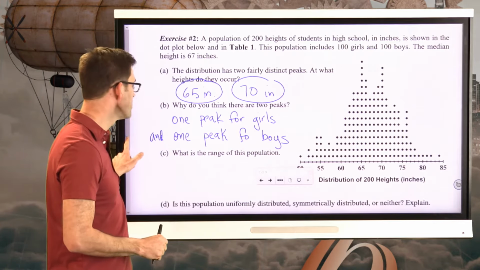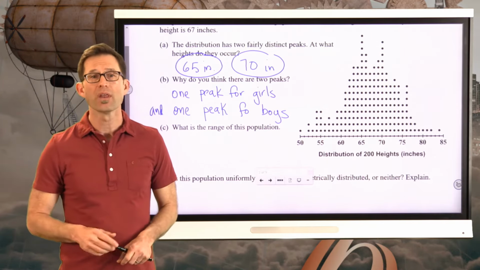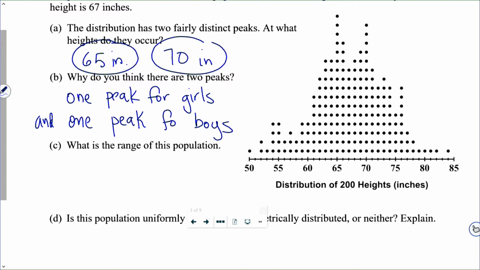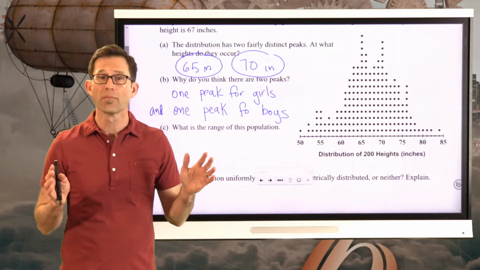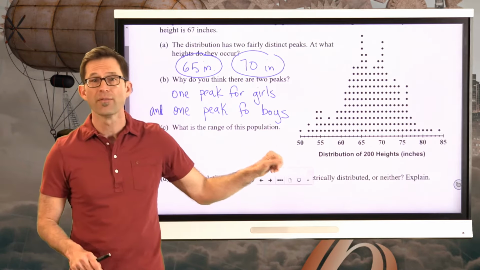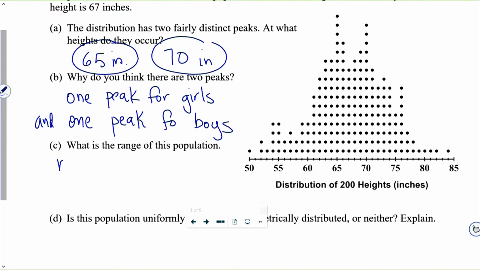Now, more terminology. It's a great chance for us to review some things. What is the range of this population? Pause the video now and calculate the range. Well, the range is the width of our data set, right? And it's measured by finding the lowest value here at 50, the highest value here at 84, and finding their difference. So the range is equal to the maximum value minus the minimum value. That's going to be, let me just make sure, 84 minus 50, or 34 inches.